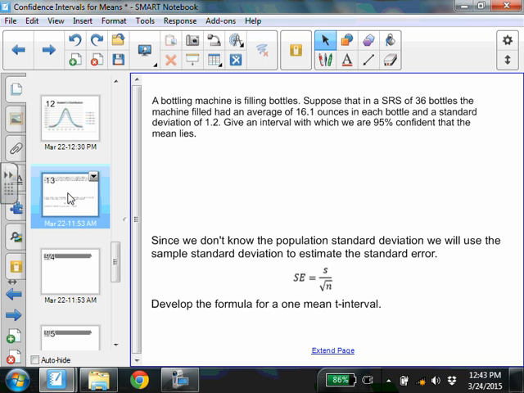All right, so here's our exact same question. The only difference is now we're not going to know the population standard deviation. So this is the same problem as before. If you just want to look at the same example we had before, we're just going to change one little thing on it.